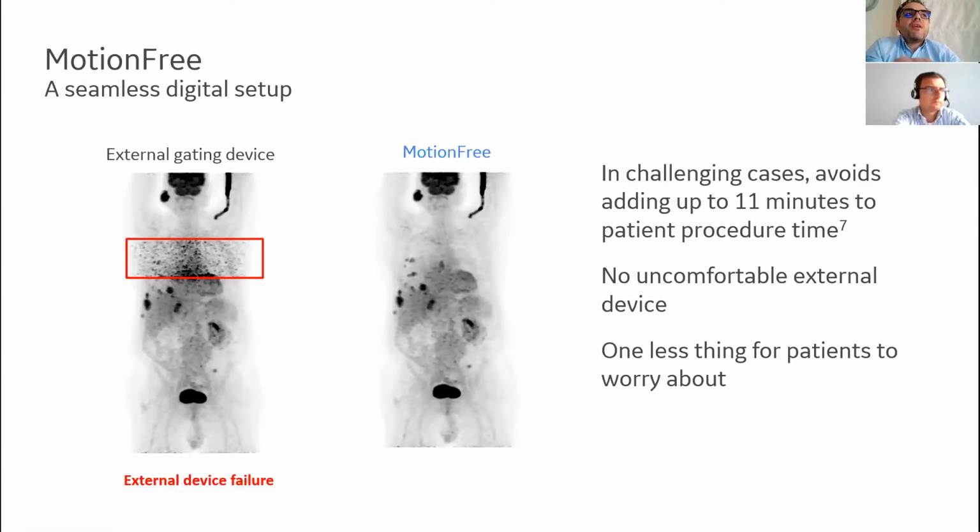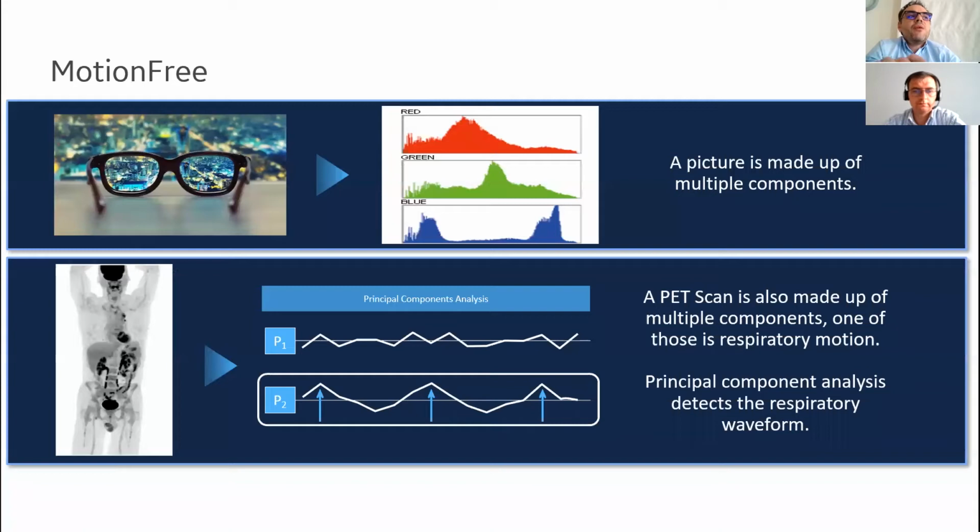While external device gating may fail for several reasons, like unstable respiration, short breathing cycles, no proper positioning of the reflecting box, or miscalibration of the camera, motion-free, on the other hand, guarantees a perfect motion-corrected acquisition that can save time and reduce patient discomfort. So let's see now how this motion-free deviceless algorithm actually works.